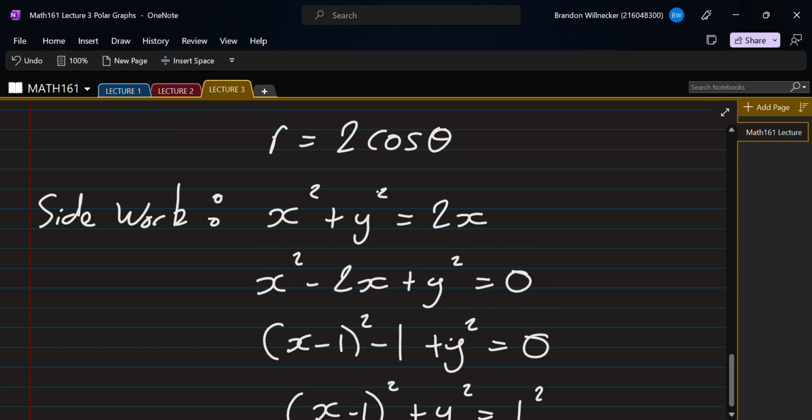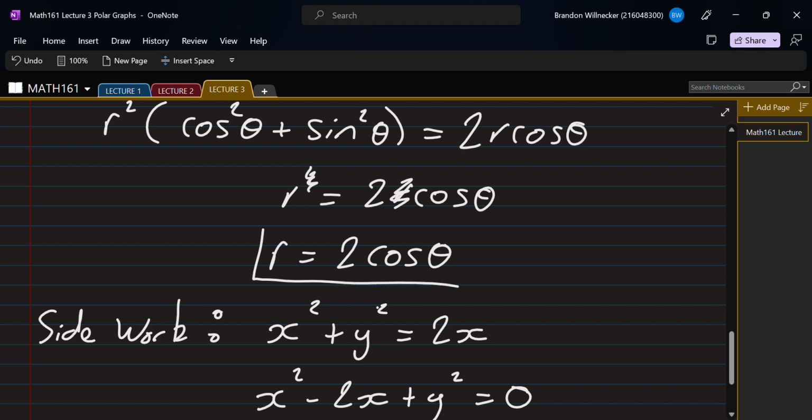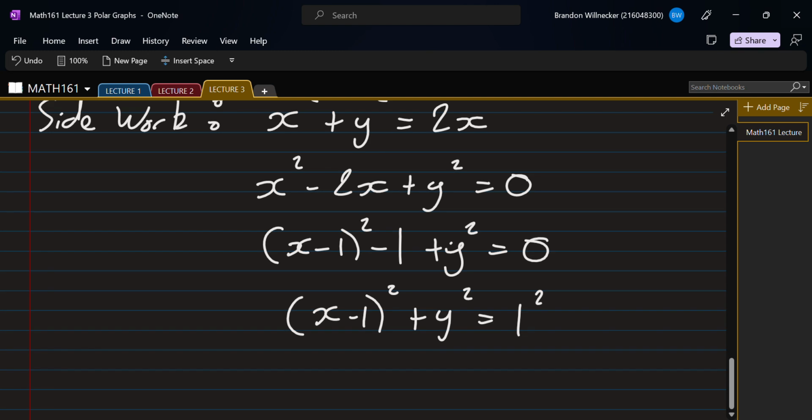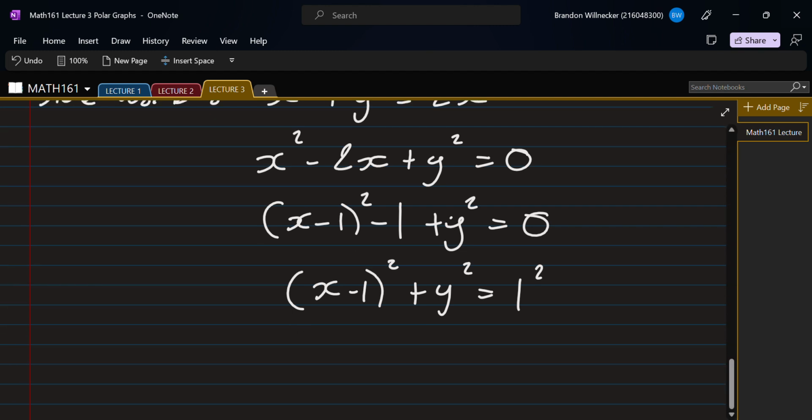Okay, but yesterday we were just given this form over here. We sketched it, we got ourselves a shifted circle, and then this just shows us clearly that's what we should have gotten. Okay, let's have a look at some more examples.